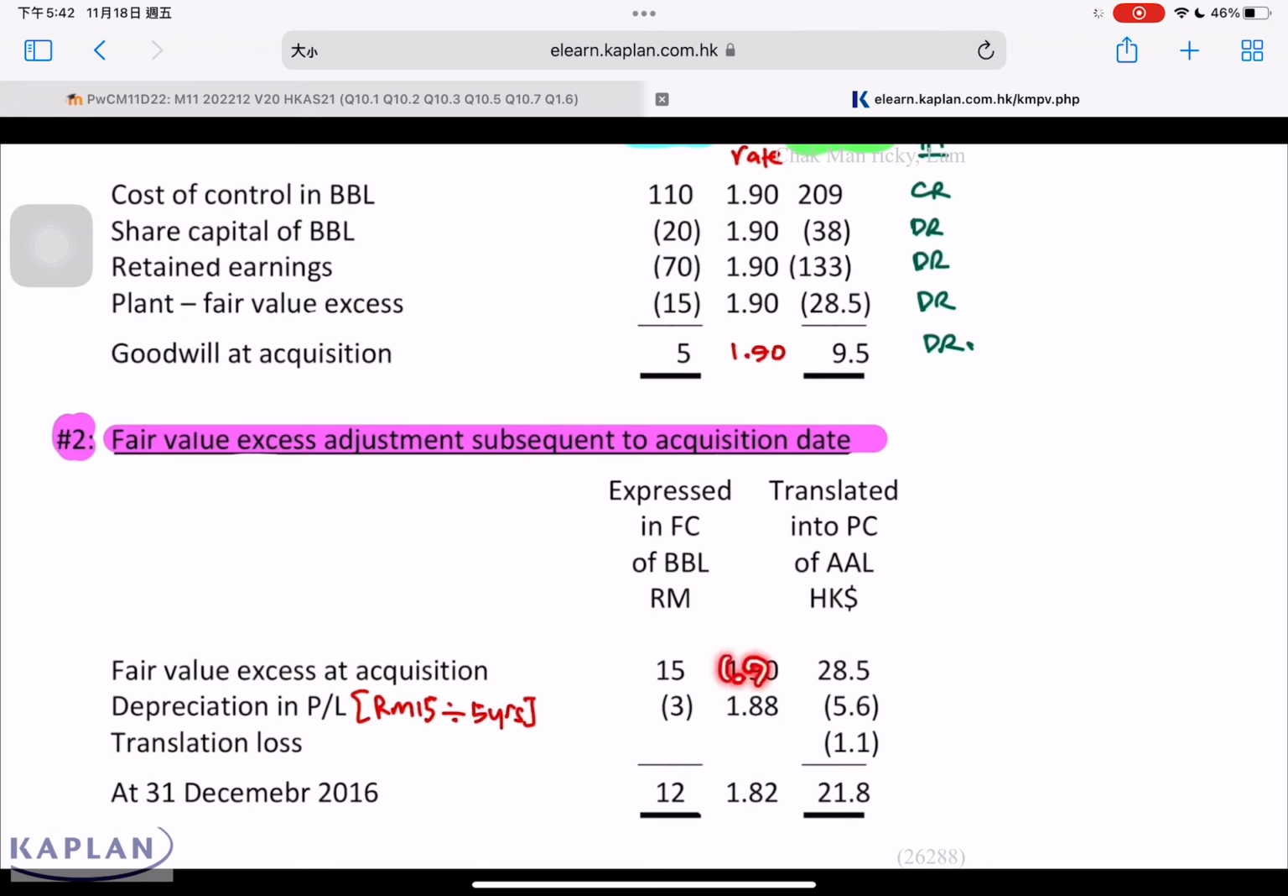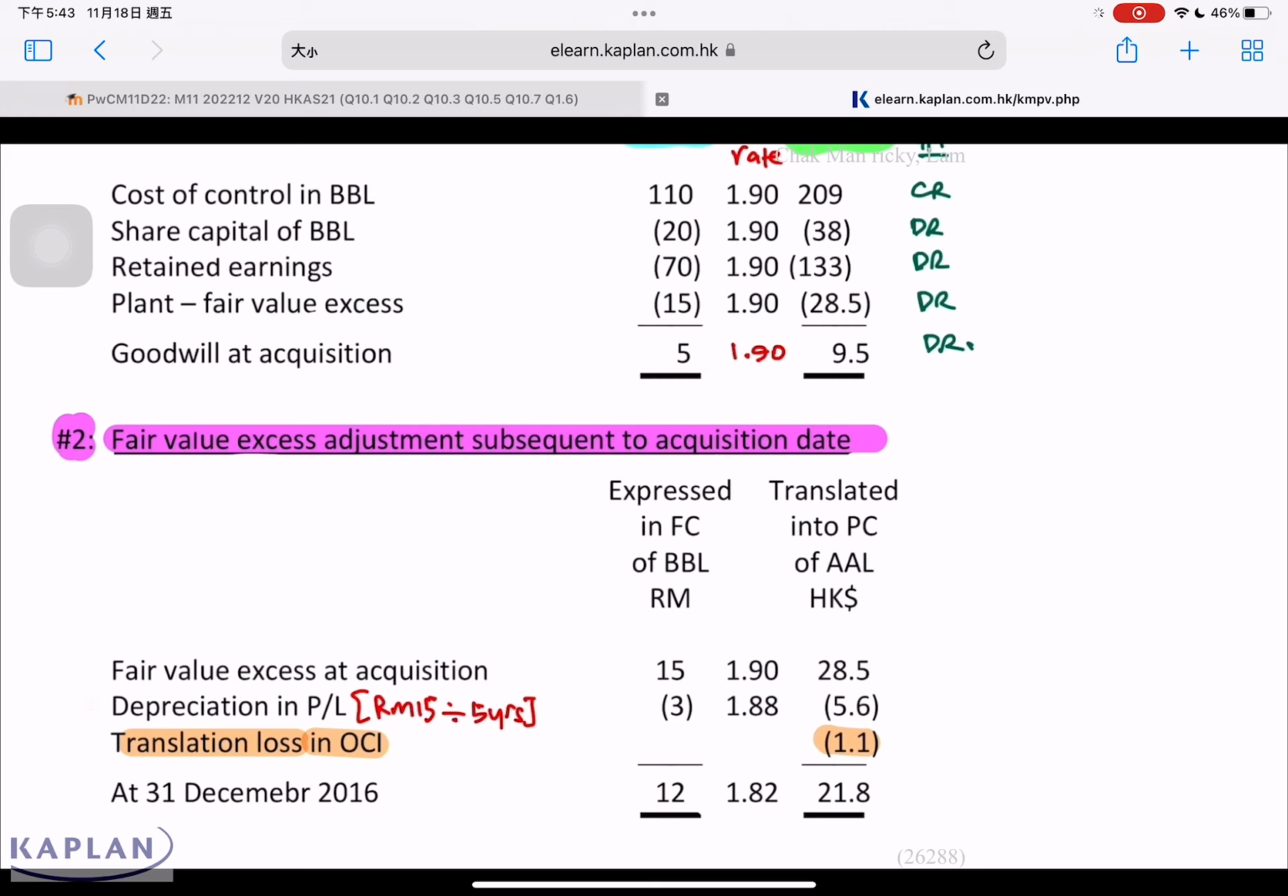At the start we translate using 1.9. At the year end we translate using 1.82. When it comes to next year, it may be translated based on 2. The differences will be there. Every year we do consolidations. These are differences we do not recognize in P&L. We have a difference of 1.1 translation loss. This translation loss will be recognized in OCI. Depreciation is recognized in P&L, but the translation difference is recognized in OCI.